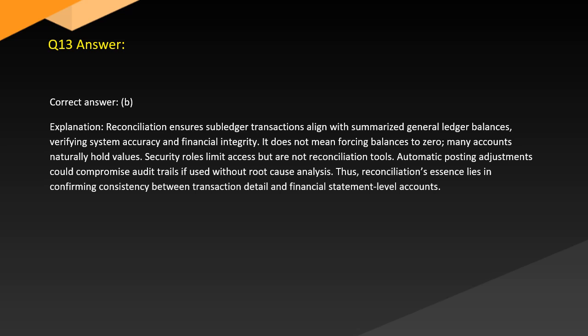Answer. Correct answer. B. Explanation. Reconciliation ensures subledger transactions align with summarized general ledger balances, verifying system accuracy and financial integrity. It does not mean forcing balances to zero. In many accounts naturally hold values. Security roles limit access but are not reconciliation tools. Automatic posting adjustments could compromise audit trails if used without root cause analysis. Thus, reconciliation's essence lies in confirming consistency between transaction detail and financial statement level accounts.